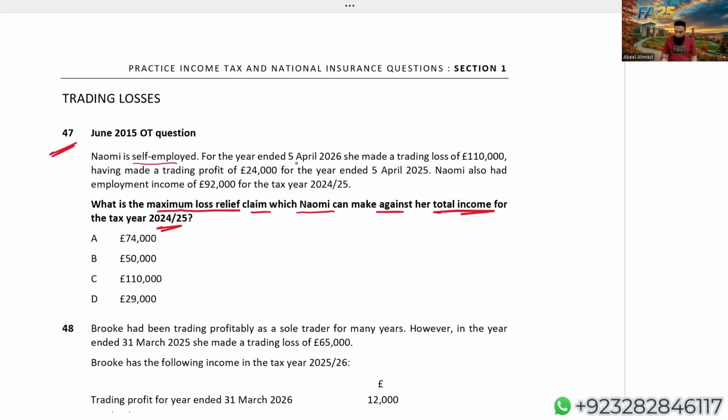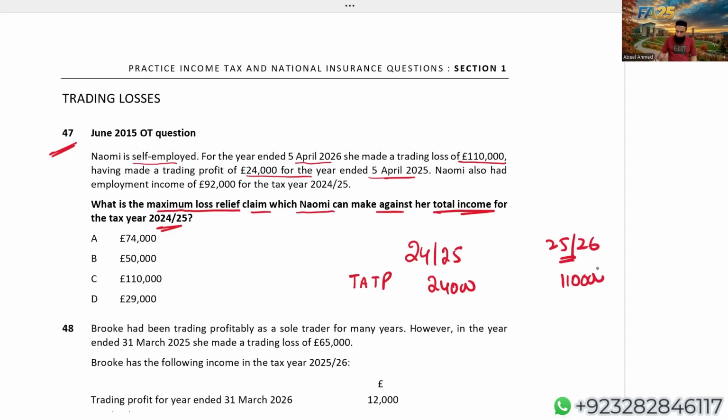For the year ended 5th April 2026, she made a trading loss of 1,10,000, having made a trading profit of 24,000 for the year ended 5th April 2025. In the previous tax year, which is 24-25, she made a tax adjusted trading profit of 24,000. In the current year, she made a loss of 1,10,000.